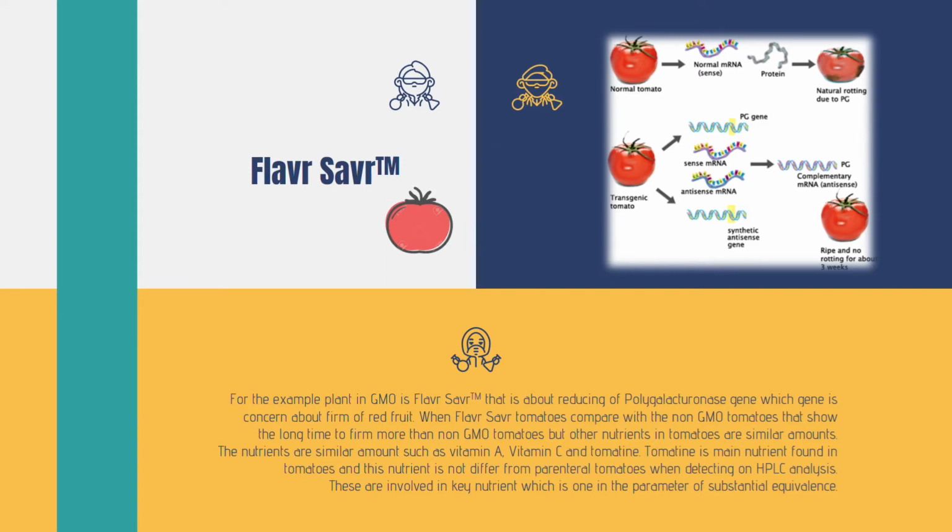The nutrients in tomatoes are vitamin A, vitamin C, and tomatine. Tomatine is the main nutrient found in tomatoes, and this nutrient is not different from the parental tomatoes when detected by HPLC analysis. These are involved in key nutrients, which is one of the parameters of substantial equivalence.